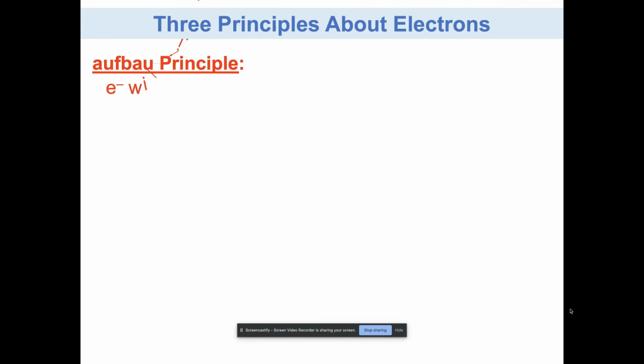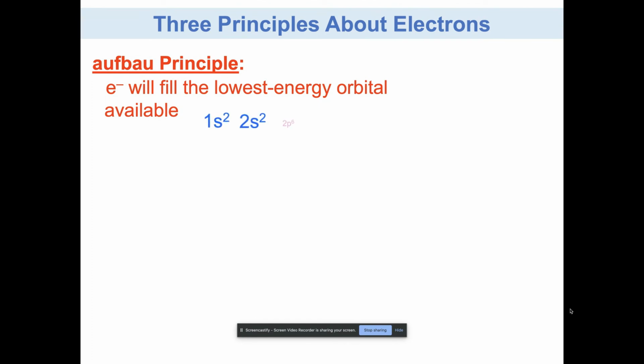Aufbau says that electrons are going to fill into the lowest energy orbital available. Now remember, an s can only hold 2. So if that s is full, it needs to move to the next available lowest energy orbital. And so you will get a feel for this. Again, this is utilizing the periodic table to get your fill order.